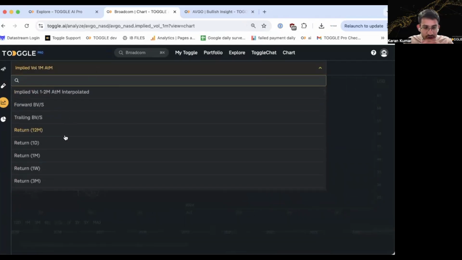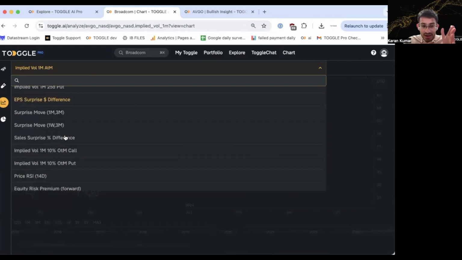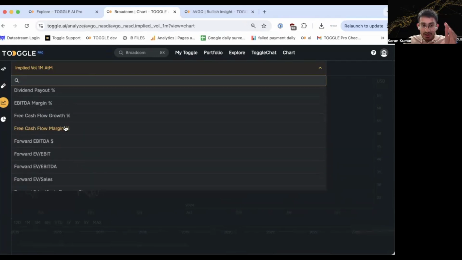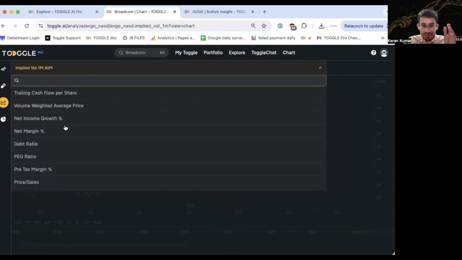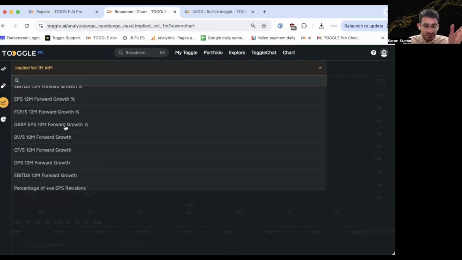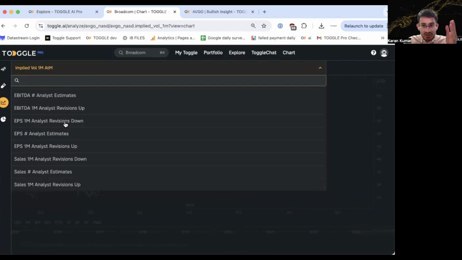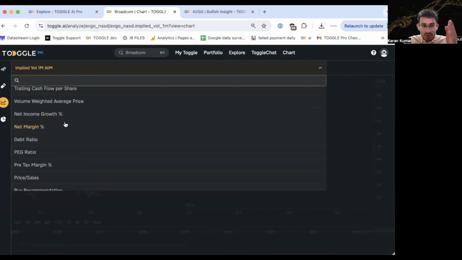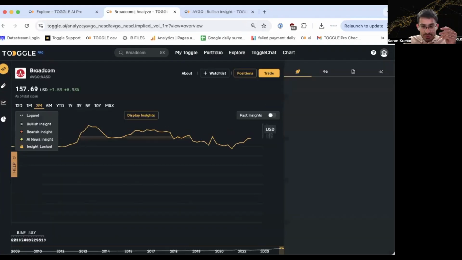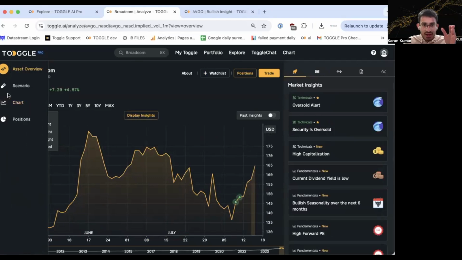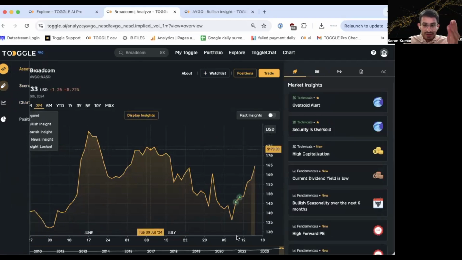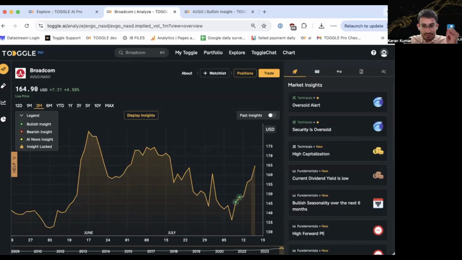So this is where you get a full drop down of all the indicators available, and you can backtest any of these indicators against the asset. Different assets have different coverage, but typically for US stocks, the financial metrics coverage is quite a bit. So I would check out the chart first, and then use whatever you'd like to backtest in scenario. Cool.